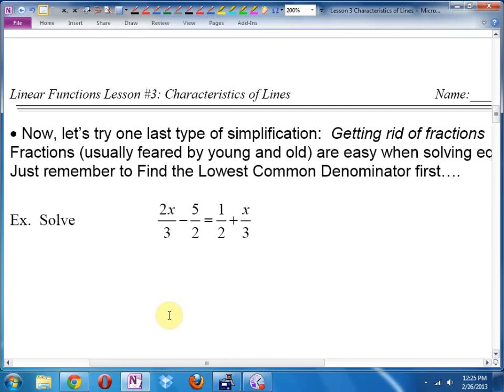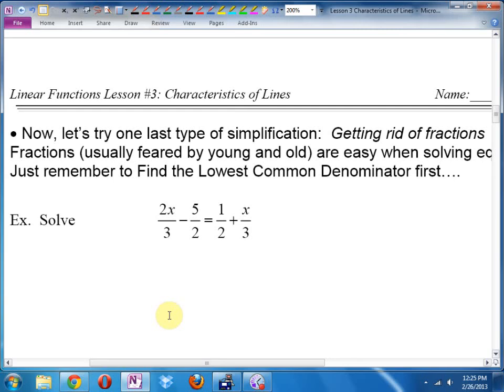First of all, take a look at this example. Fractions? Yes. What's my common denominator? The nice thing about this trick, it doesn't even have to be the lowest common denominator. You could use 12. You could use 24. You could use 48. You could use 120. 6. We're going to multiply everything by 6.